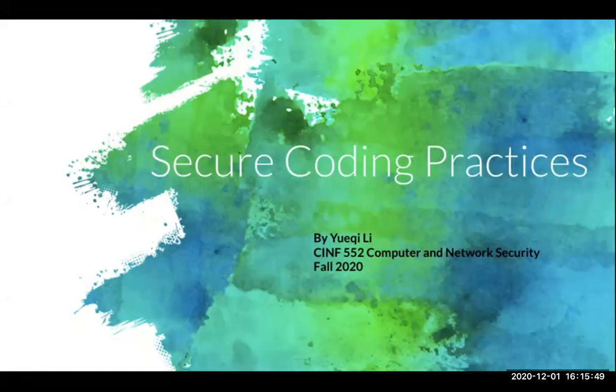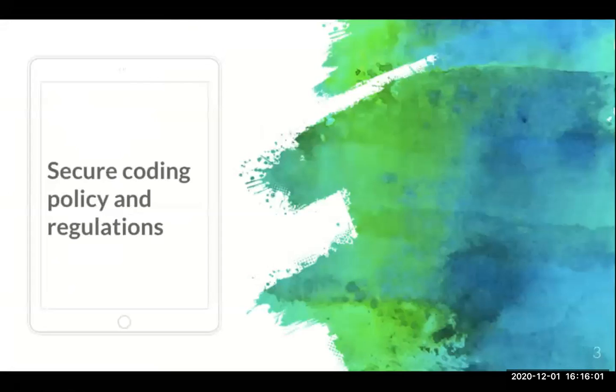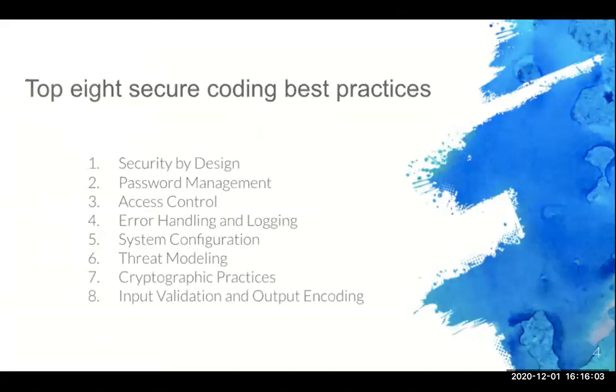I'm presenting on secure coding practices today for our development team. So we'll cover the top secure coding practices and three types of secure coding tools. The first one is secure coding policy. So there are top eight secure coding best practices identified by OWASP.